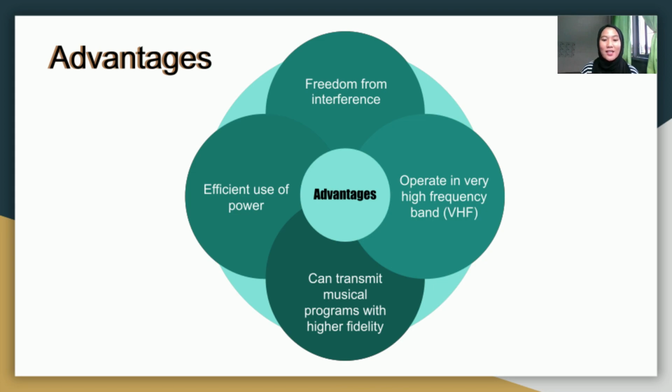And lastly, it is an efficient use of power as it only uses modulated signal, compared to amplitude modulation that sends the carrier signal separately, which uses maximum power.